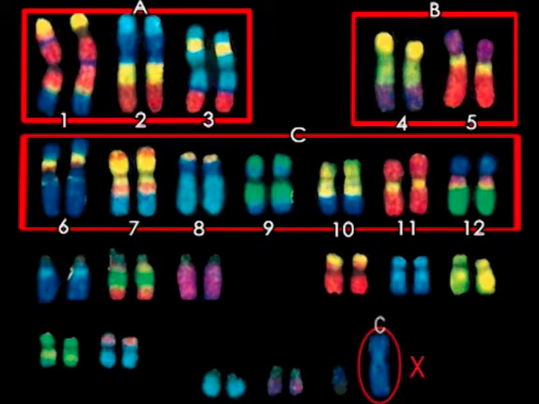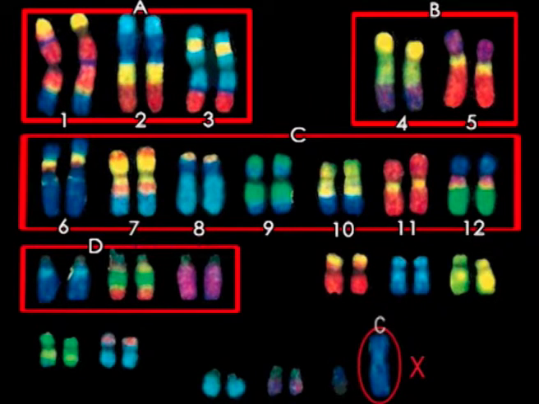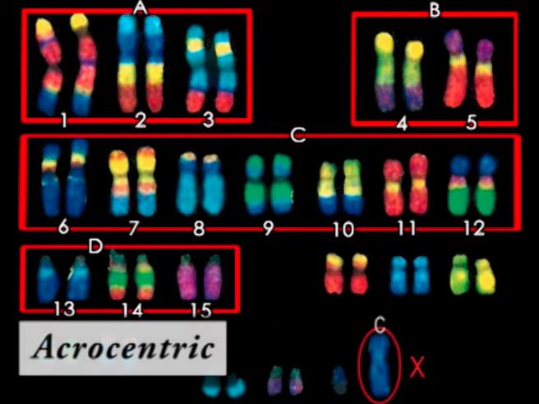The next one is the fourth group. Under this fourth group, chromosome number 13, 14 and 15 come. They are again medium sized but acrocentric. That means having a very short arm and a comparatively long arm, plus a satellite. So they are medium sized.